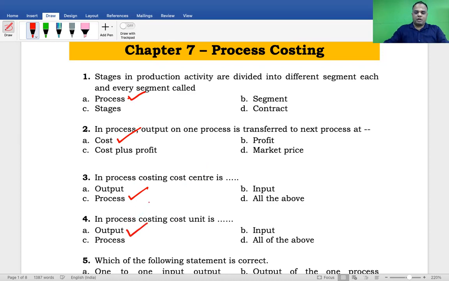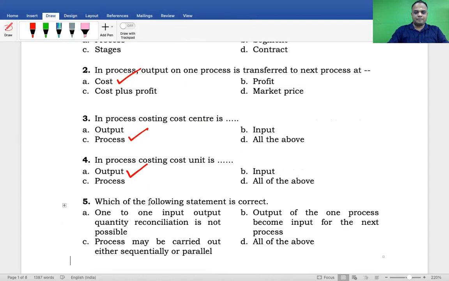Which of the following statements is correct? First one: one-to-one input-output quantity reconciliation is not possible with respect to process costing. Am I right or not? Yes. Output of one process becomes input for the next process. Is it correct? Yes, correct. Process may be carried out either sequentially or parallelly. Am I right or not? Yes, correct. Therefore, all the answers are correct. Understood? Yes, sir. Good.